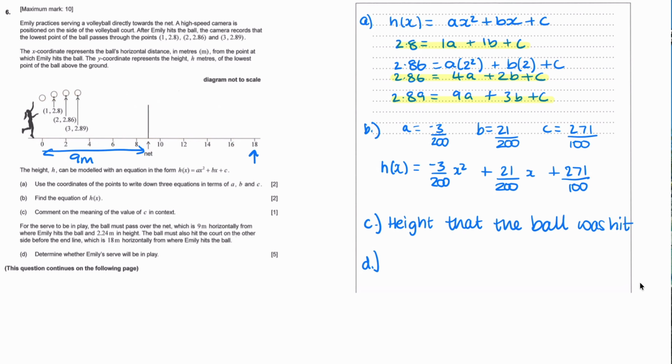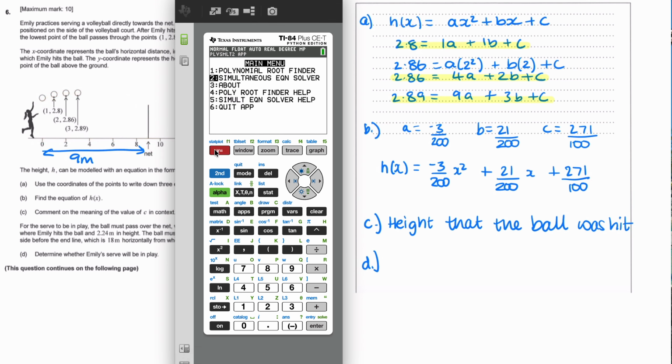So when we do this, we need to first of all graph it on our calculator, and we're going to be using our TI-Nspire to do most of this work. So if we come out of this, we're going to graph this function. So we have -3 over 200 x squared, and then plus another fraction, 21 over 200 x, and then plus the last fraction, 271 over 100.